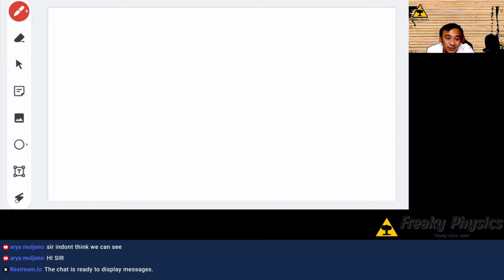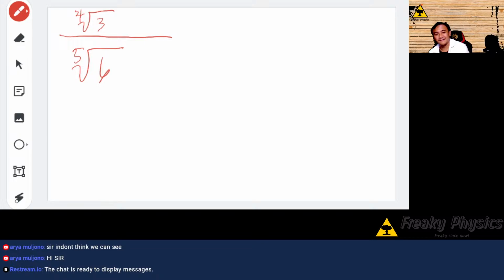Okay, let me see. We can do one more, and this time I'm gonna try that method. The last one, and I'm gonna ask you to simplify a division. What is the fourth root of 3 divided by the fifth root of 6?